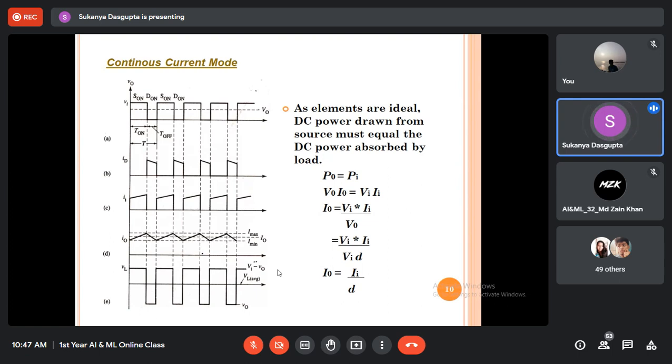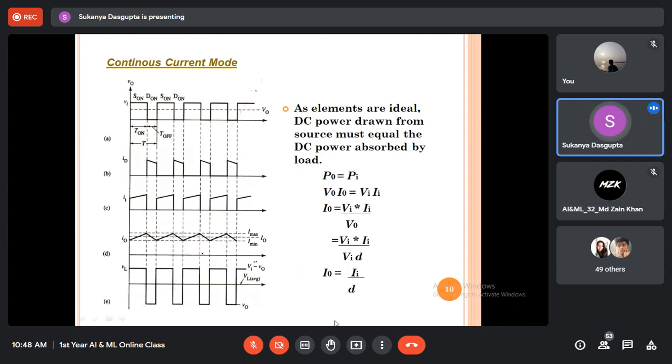Right. That means the product of the average value of voltage and current at the output side will be equal to the average voltage and current product at the input side. That means P0 is equal to Pi. The DC power drawn from the source must be identical with the DC power absorbed by the load. So here voltage can be either stepped up or stepped down, just like a transformer. But the power drawn from the source cannot be amplified or changed at the load side. So P0 must be equal to Pi.